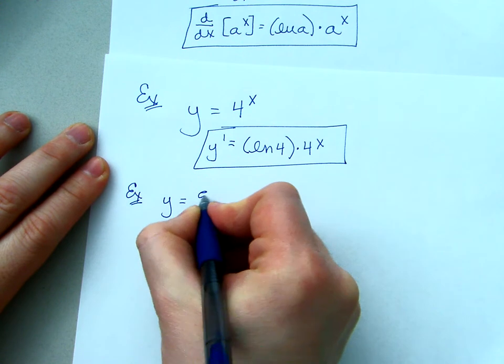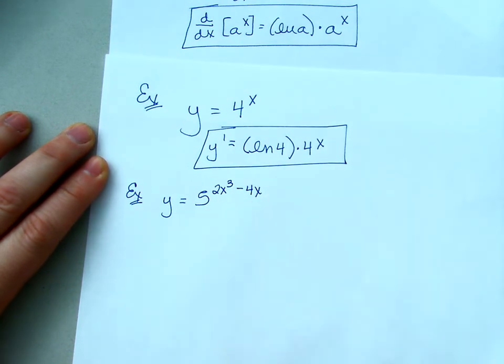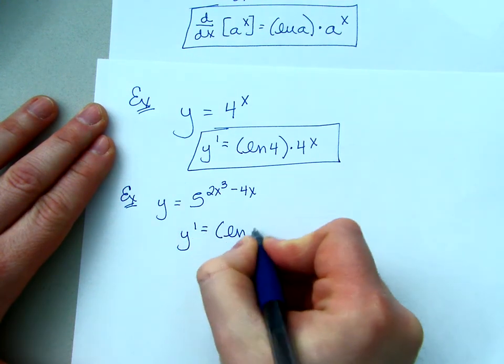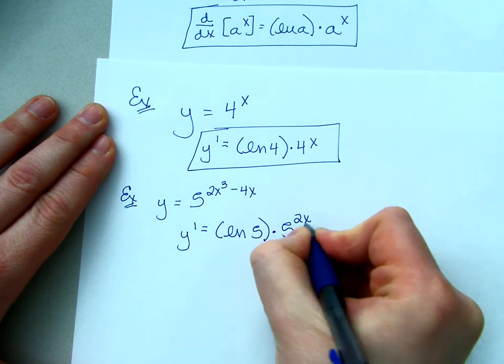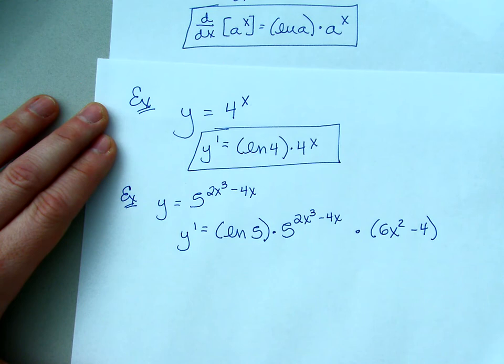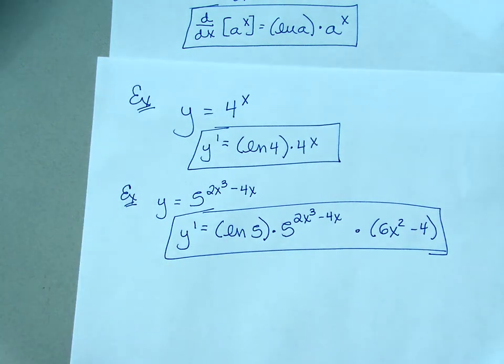I would like you to find the derivative of y equals 5 raised to the 2x cubed minus 4x. This looks like chain rule to me, right? Do the derivative of 5 raised to that thing, we have a rule for that, times the derivative of that thing inside. Okay, just do the problem. I'm just going to put a box around that, and I'm going to be done.